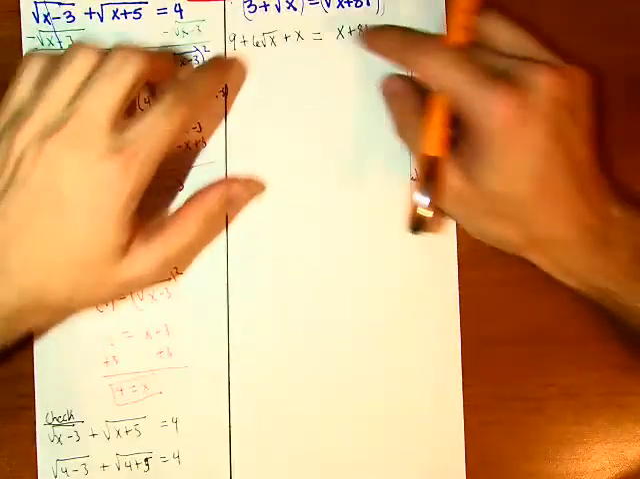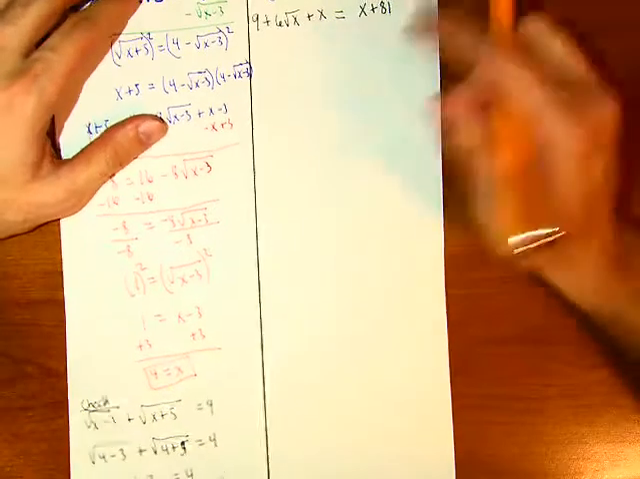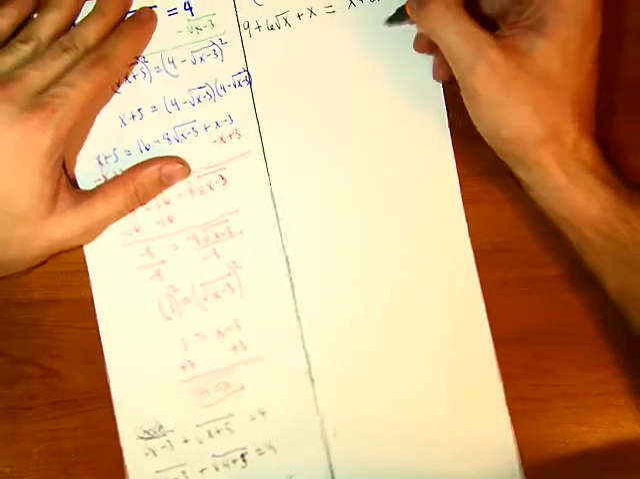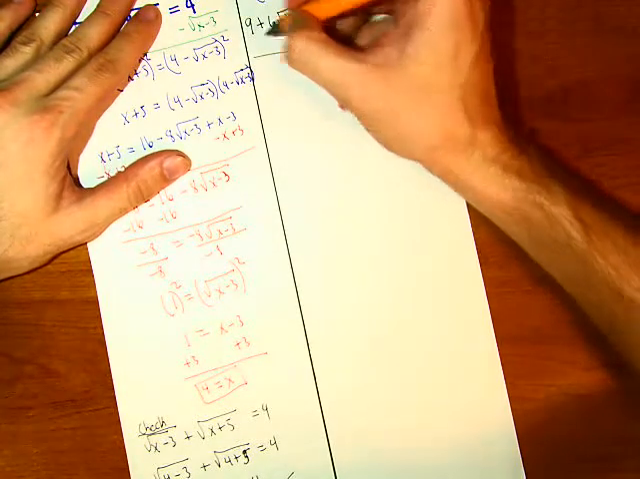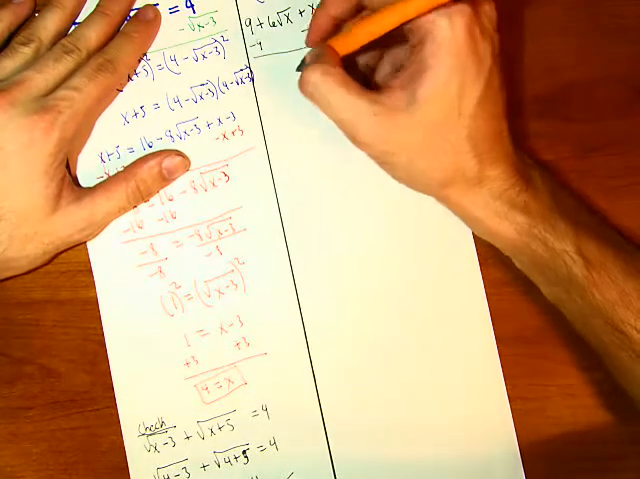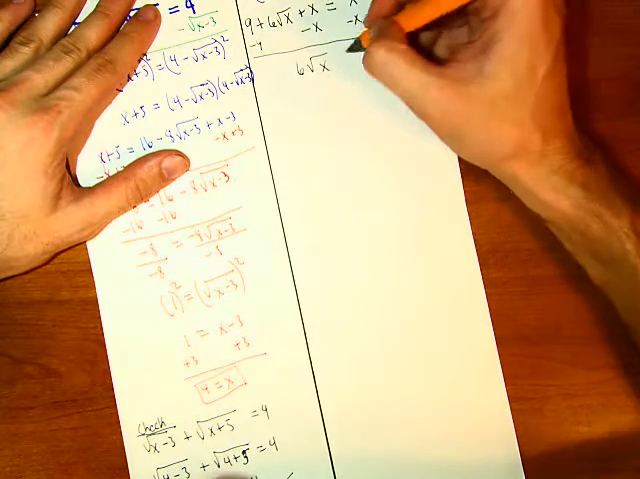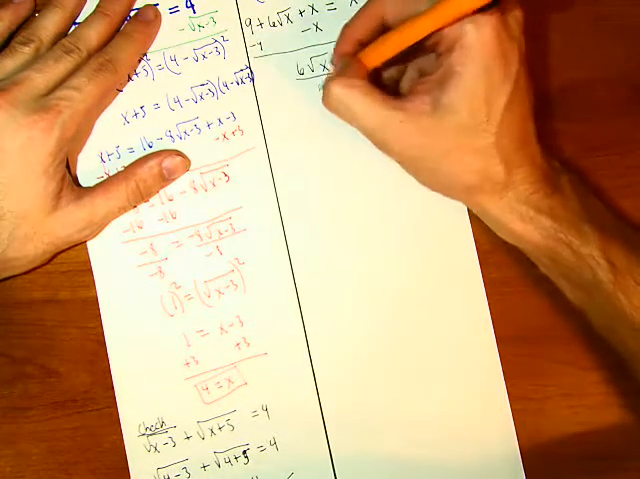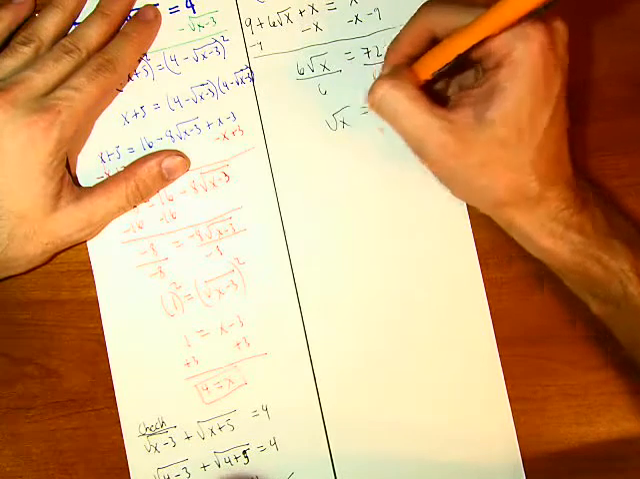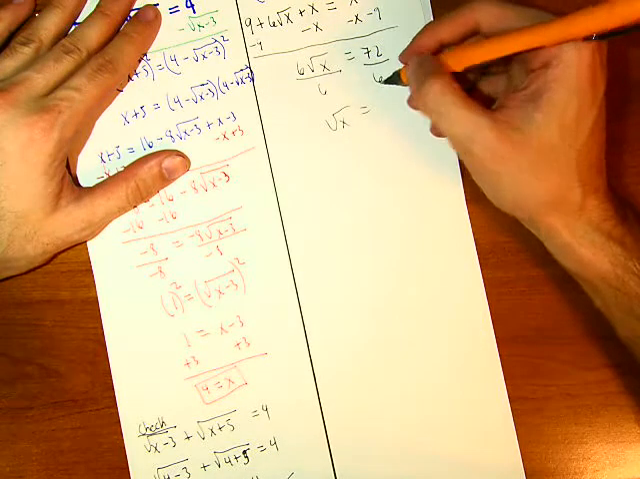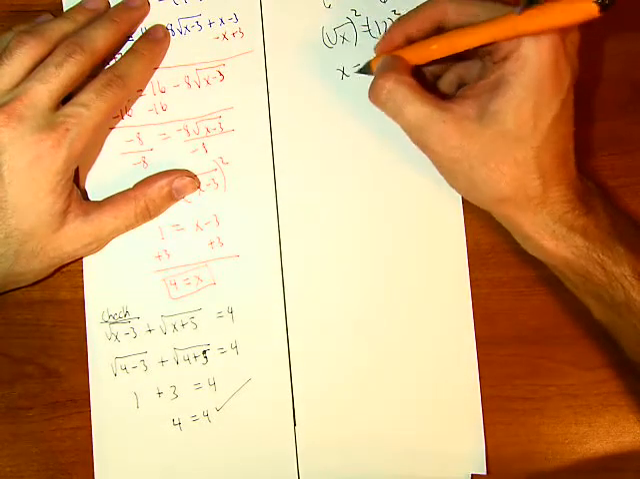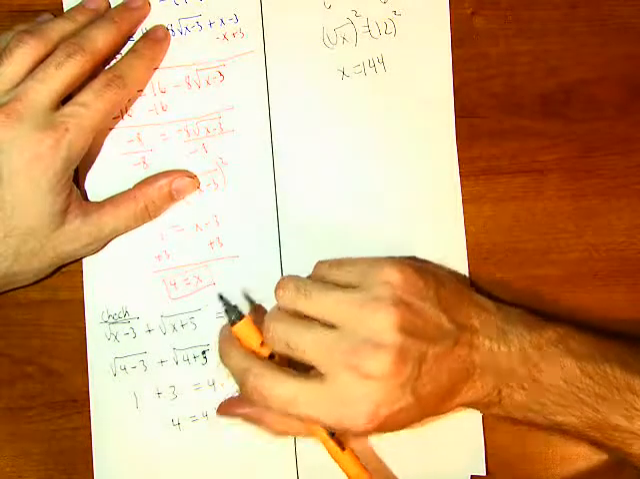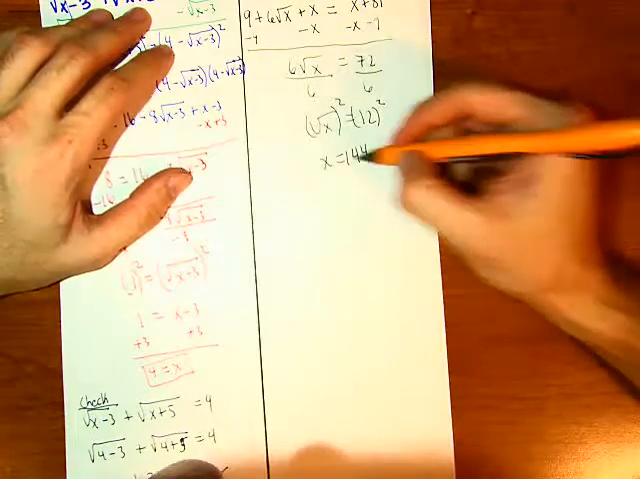So this becomes this, and the same strategy holds. Get rid of this radical. So now here, let's do minus x, and you want to do minus 9. So 6 square root of x is equal to 72. Divide by 6, square root of x is equal to, what is this equal to? 12, right? And then you square both sides, x is equal to 144. And so x is equal to 144.